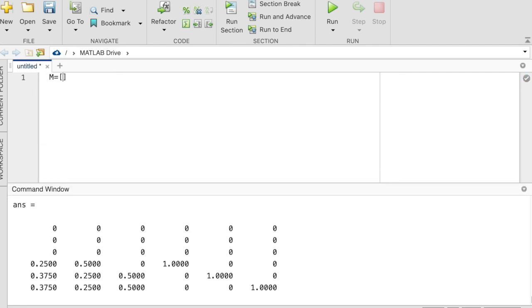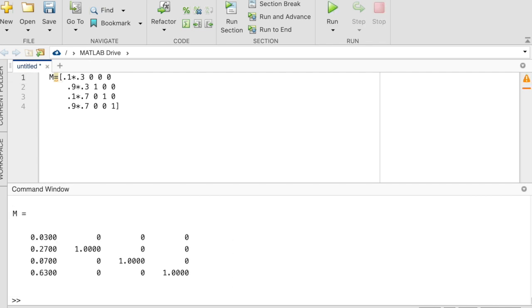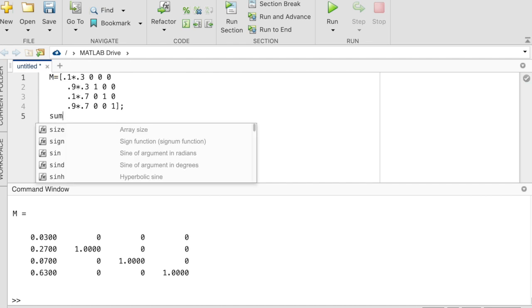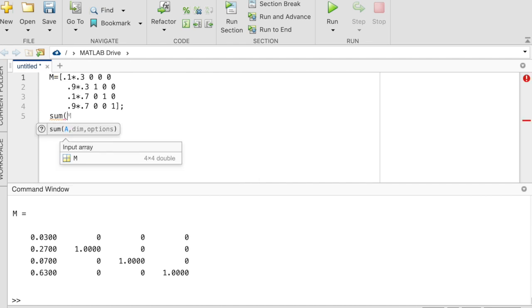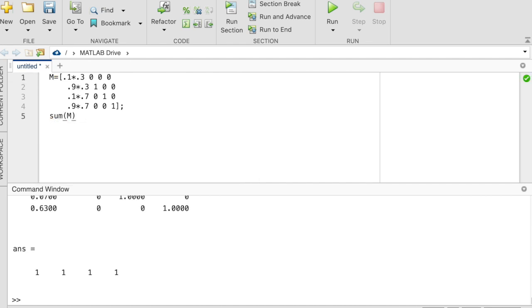So here our first row is 0.1 times 0.3, then 0, 0, 0. Then it's 0.9 times 0.3, 1, 0, 0. 0.1 times 0.7, 0, 1, 0. And then 0.9 times 0.7, 0, 0, 1. Okay, I don't know if those are the right numbers, but they're probably correct. Let's make sure that first column does indeed add up to every possibility. So we sum M and we hope for ones and we get them. Okay, so the matrix is good.